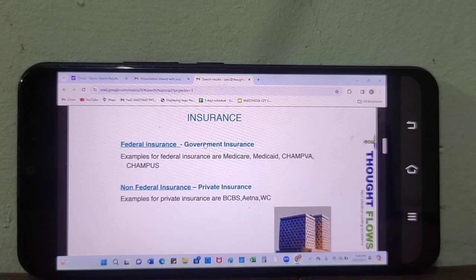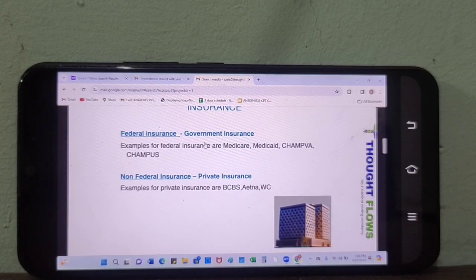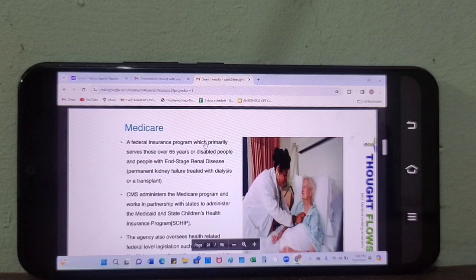For federal insurance: Medicare, Medicaid, CHAMPUS. These are the governmental insurance programs. That means insurance policies. For non-federal insurance, BCBS, Aetna, and WC are examples. Now we are going to discuss Medicare and Medicaid one by one.